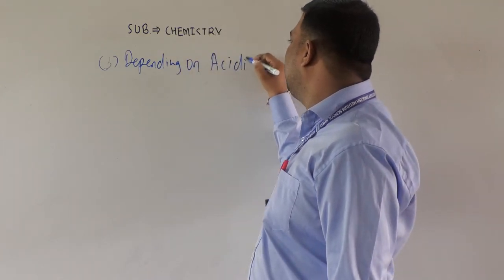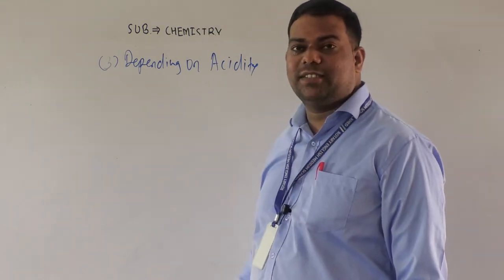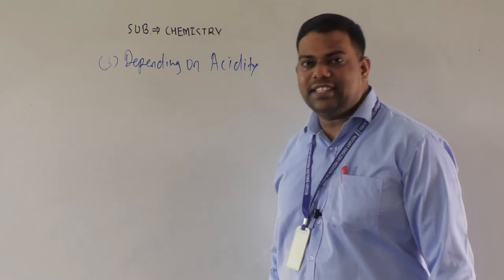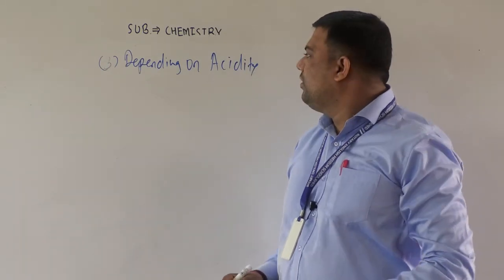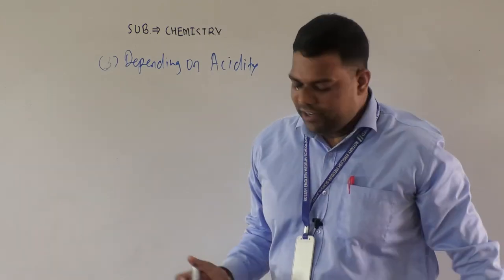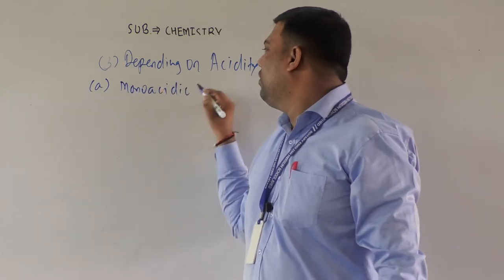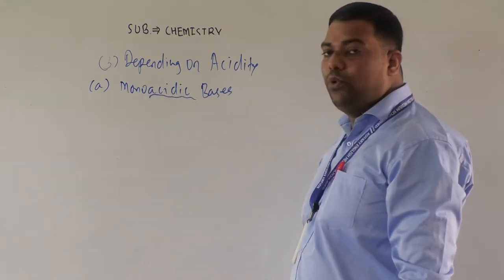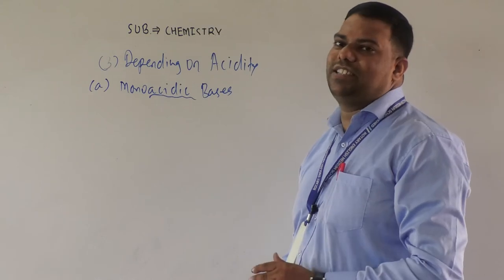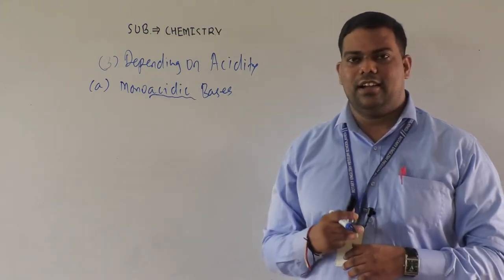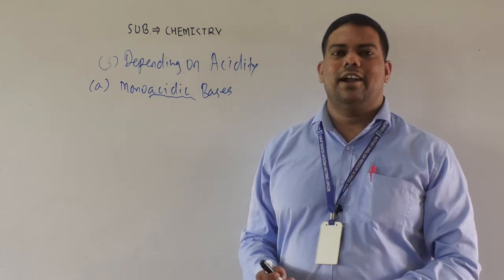depending on acidity. And as you know, we discussed base acidity and acid basicity. So see here, depending on acidity, we further divided: small a, monoacidic bases. In monoacidic bases, acidity we can refer to on the basis of the number of replaceable OH minus ions or hydroxyl ions.